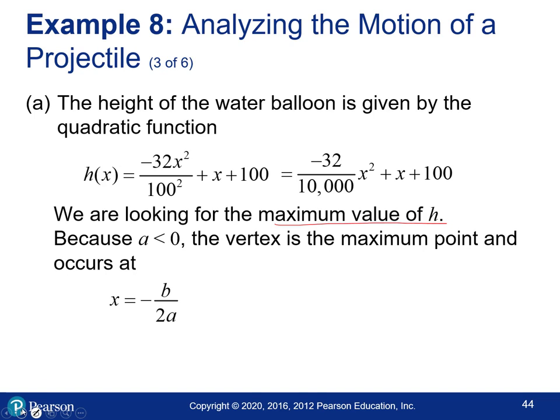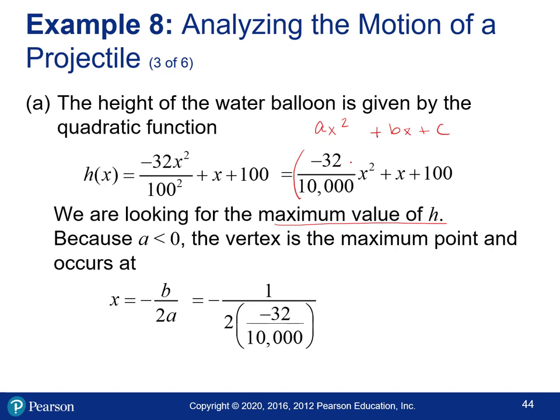Using our formula for the x coordinate of our vertex, we're going to plug in b. I want to highlight it for you here. If you think of this as ax squared plus bx plus c, this whole quantity here is a, the invisible 1 is b, and 100 is c. Notice this is negative b over 2a, and that whole quantity is a.